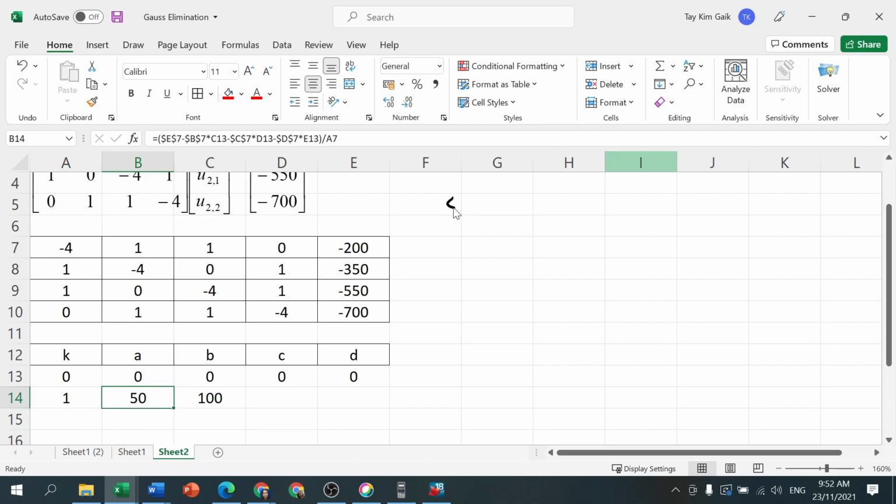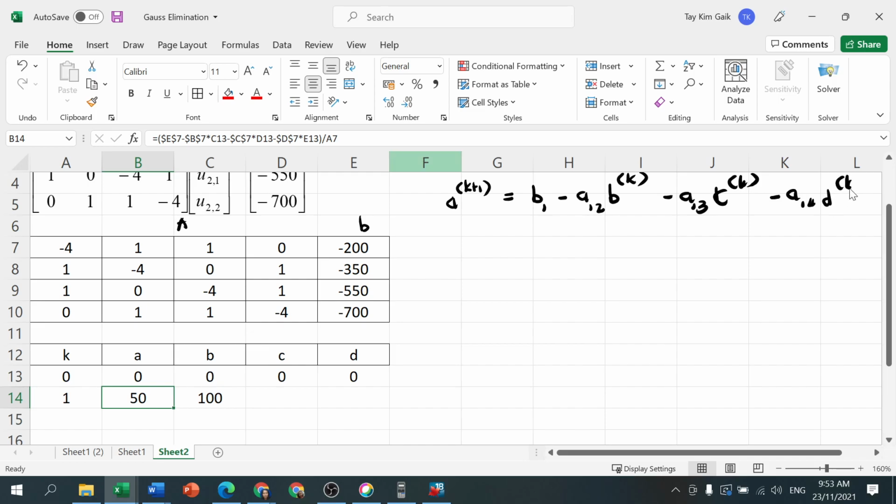Let's say A at step K plus 1. The general formula will be your B1, this vector B, 1, 2, 3, 4. B1 minus the coefficient for A, this is matrix A, so the coefficient for A first row, second row, times the B at step K, minus A13 times C at step K, so minus A14 times D at step K.